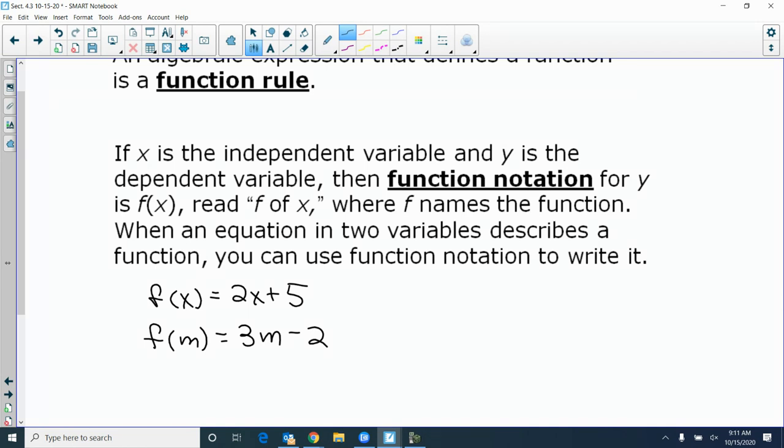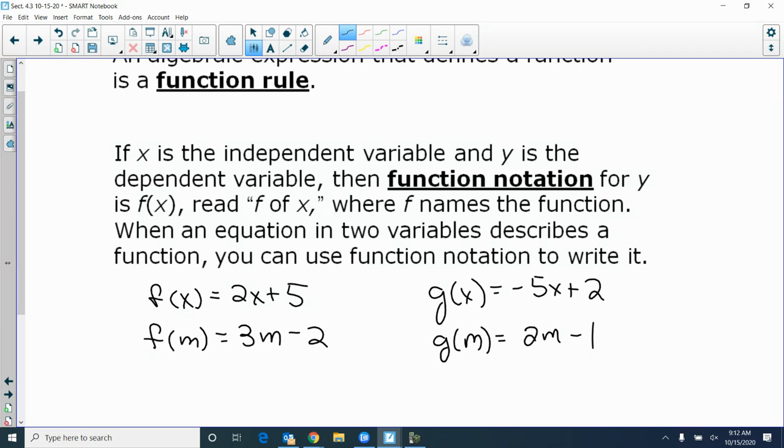Also, it's not always just f of x. That could be g of x equals, say, negative 5x plus 2, or g of m equals 2m minus 1. It's just saying we've got a function, and I can plug in values for x or values for m. m is your independent variable, f of m is your dependent. x is your independent, f of x is your dependent.